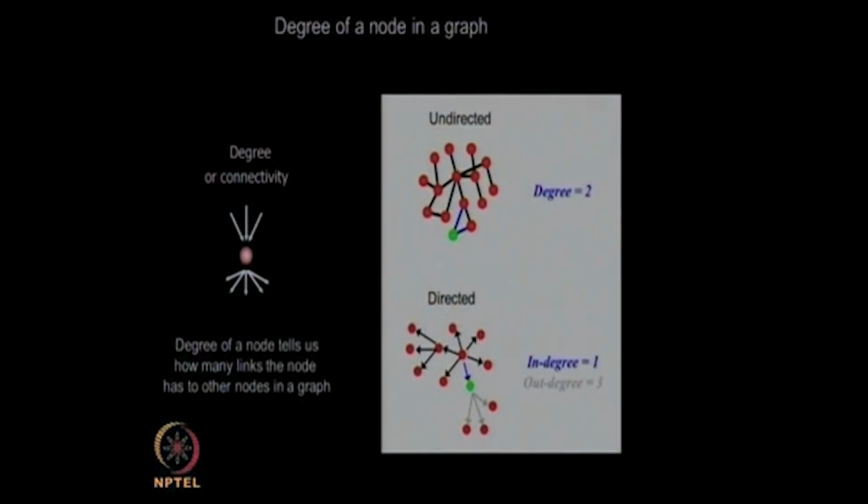For instance, if you are studying the degree of a node in the case of an undirected network, such as in the example shown at the top, the node that is shown in fluorescent color has a degree equal to 2.